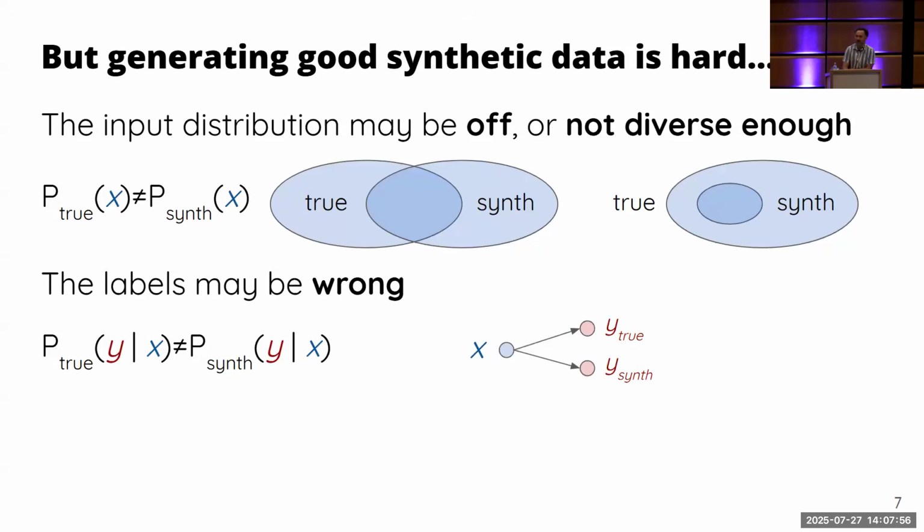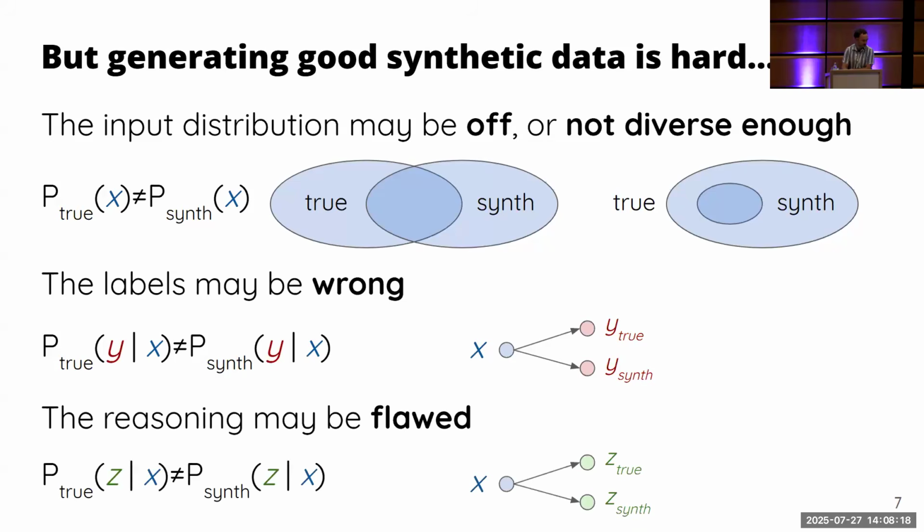Another thing is the labels may be wrong. Usually we want to generate synthetic data for tasks that language models are not good at already, because if they were good at it already, we wouldn't need to train better language models to be good at it. And so inherently, we want to create data for tasks where language models fail. And if they fail at the task, they also fail at generating data for the task in many cases.